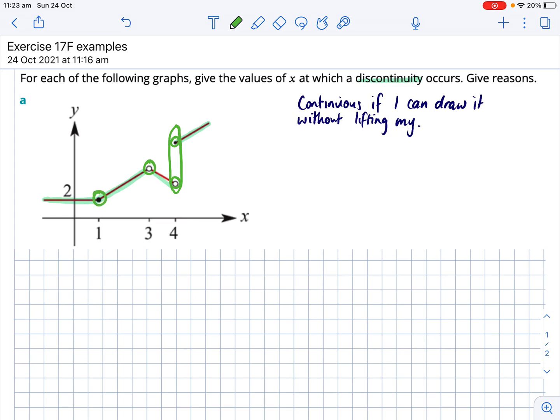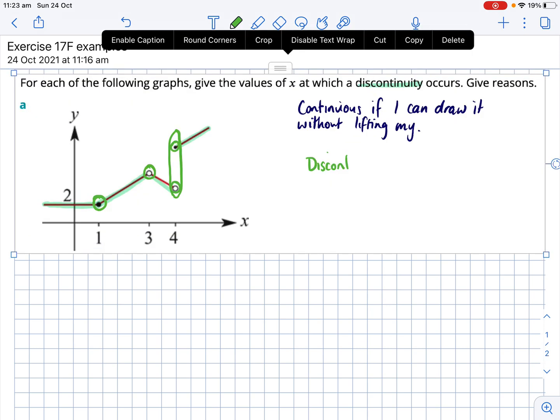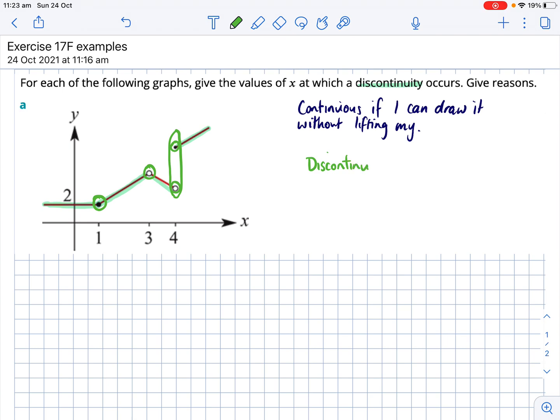This point over here though, on the left where x equals 1, I was able to move through that. Because the graph existed at that point, I could move through that graph without lifting my pen. So that part is okay, that part is continuous. So let's write down those first. It's discontinuous, if I could spell discontinuous right, that would be better. Discontinuous at x equals 3 and x equals 4.